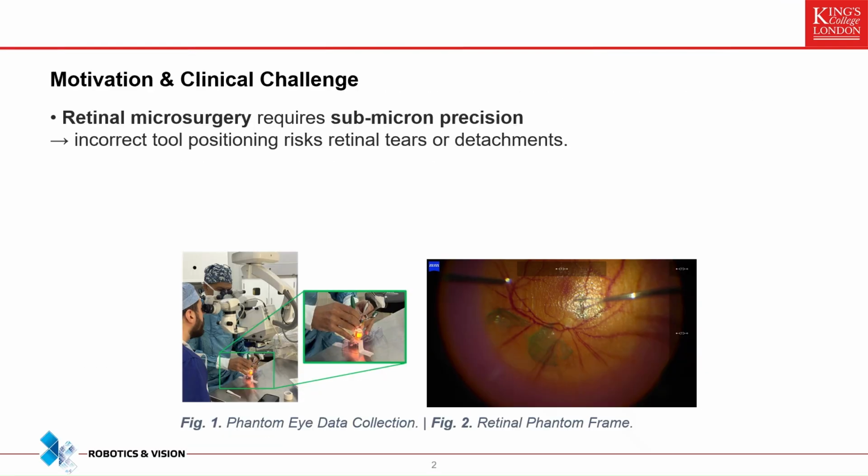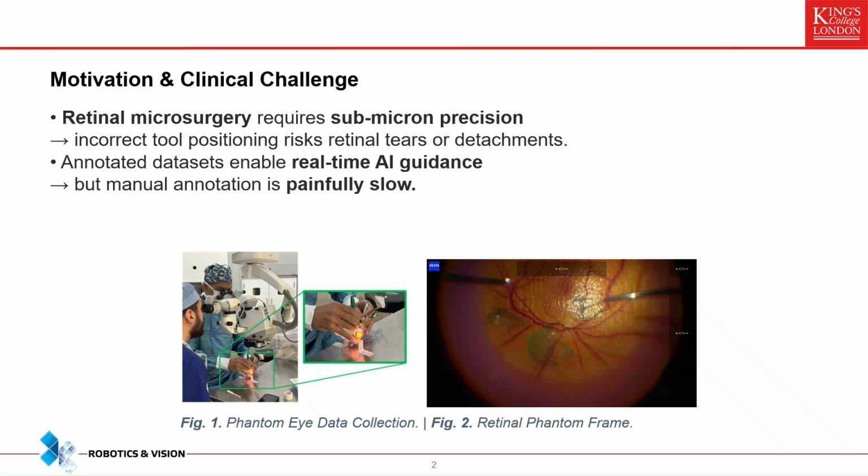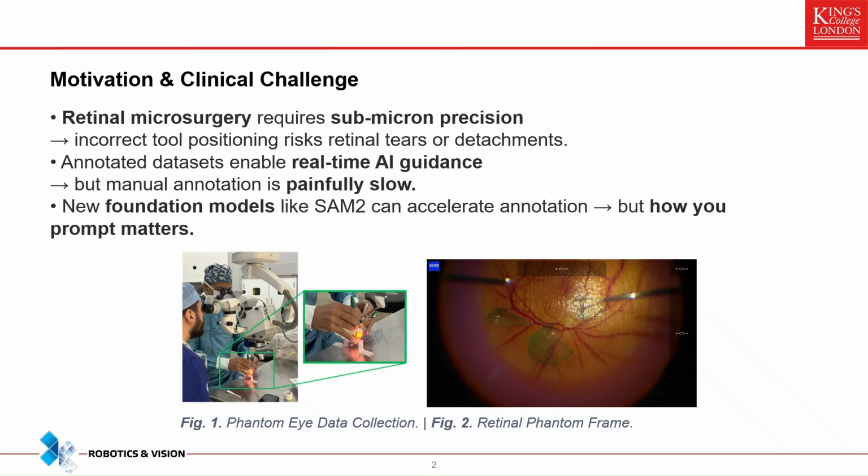Retinal microsurgery operates at micron-level precision, where even minimal deviations in tool positioning can cause retinal tears or detachments. Developing models that perform real-time surgical video segmentation is a prerequisite for intraoperative guidance and future robotic assistance. A significant barrier, however, is the extensive manual effort required to produce dense annotations for training, making efficient dataset generation strategies essential. Our goal is to evaluate how foundation models, like SAM2, can accelerate annotation while maintaining segmentation accuracy.